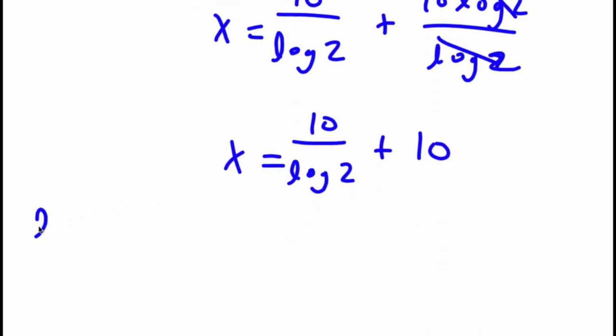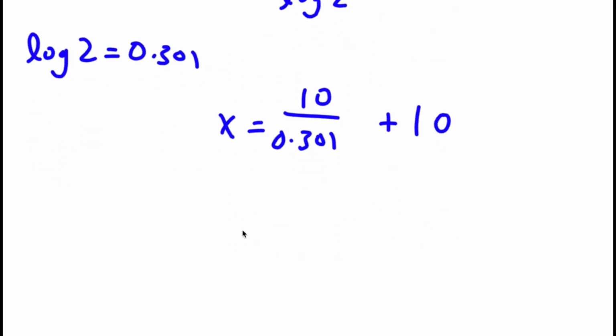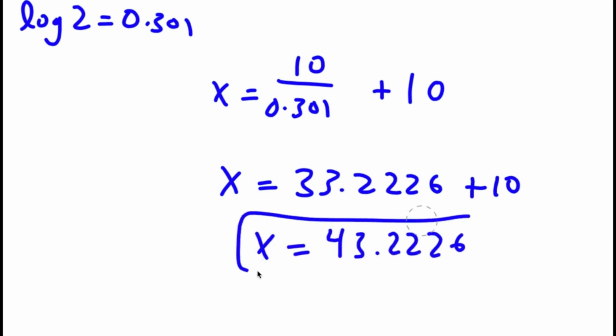Now, log 2, this is equal to 0.301. So now I have x is equal to 10 over 0.301 plus 10. And 10 over 0.301, this is equal to 33.2226. I have this plus 10. So now this is the same thing as 43.2226. So this is my answer.